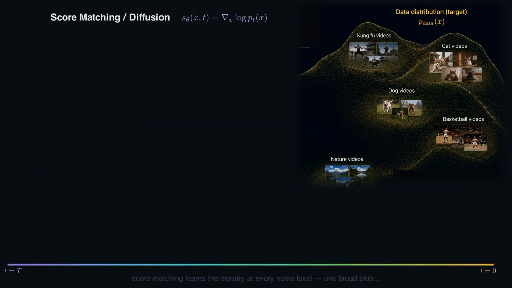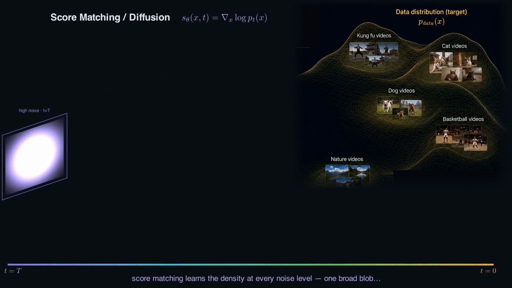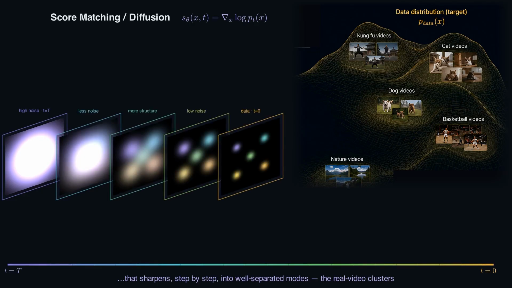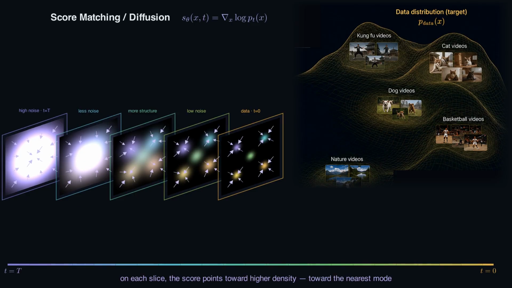The second is score matching, diffusion. Instead of one field, it learns the shape of the data at every level of noise. At high noise, it is a single broad blur. As the noise falls, it sharpens, step by step, into well-separated modes, the clusters of real videos. On each slice, the score points toward higher density, toward the nearest mode. So start in the noise and follow the score, a noisy walk that gradually denoises the sample, until it condenses onto the kung fu mode, a real video.